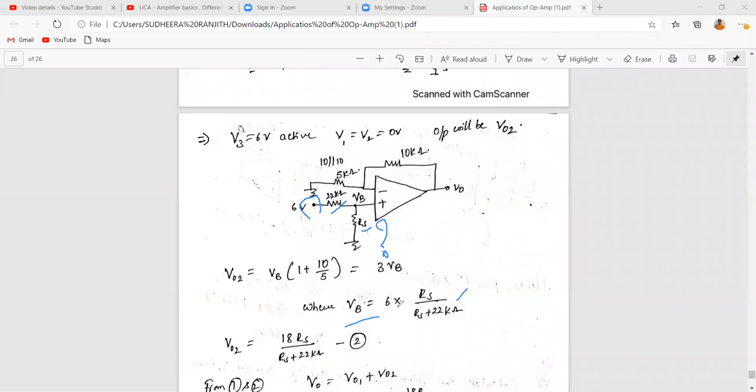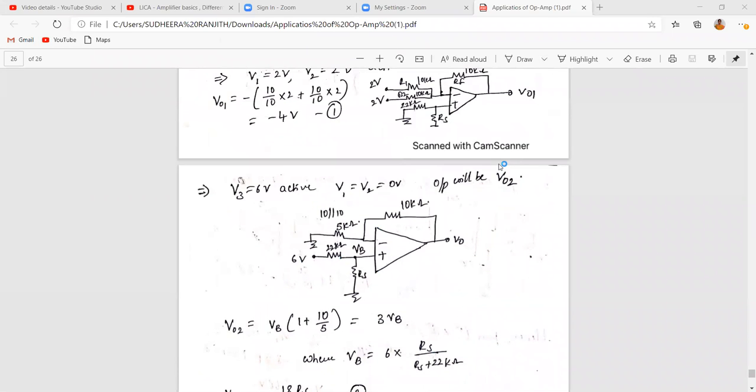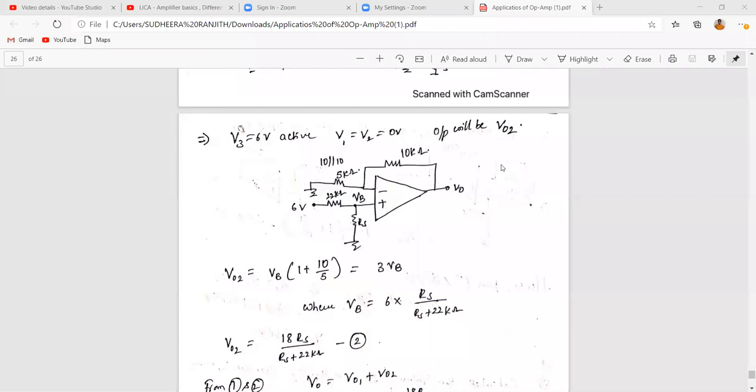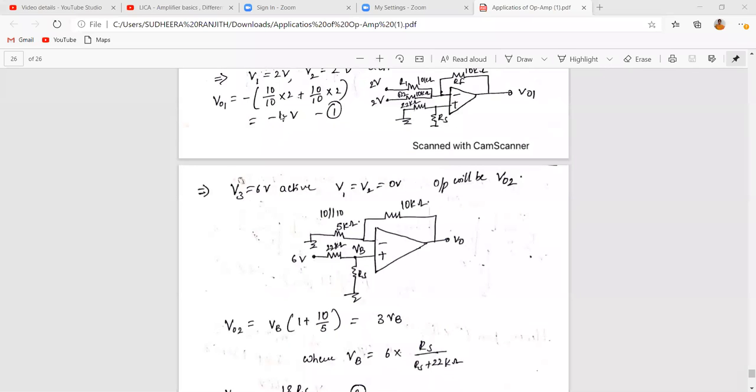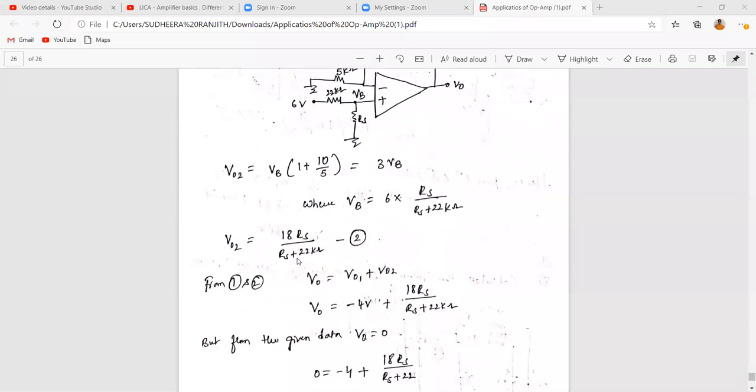So finally what do we get? Output voltage V02 is 3 × VB. So 3 × 6 means 18. 18 into RS by RS plus 22 kilo ohms. This is number two. So we are having V01, which is -4 volts. We are having V02, which is 18 RS by RS plus 22 kilo ohms.